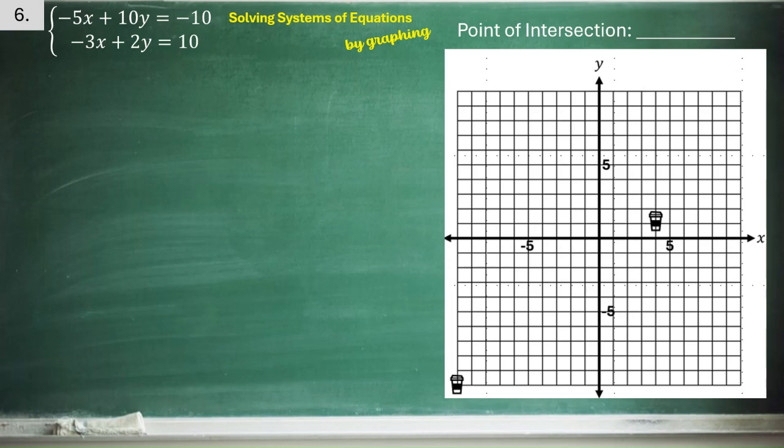Our first step is to get these equations into a form that's easy to graph. That form is slope-intercept form, and as a reminder, it looks like this. Y equals mx plus b, where m is the slope and b is the y-intercept.